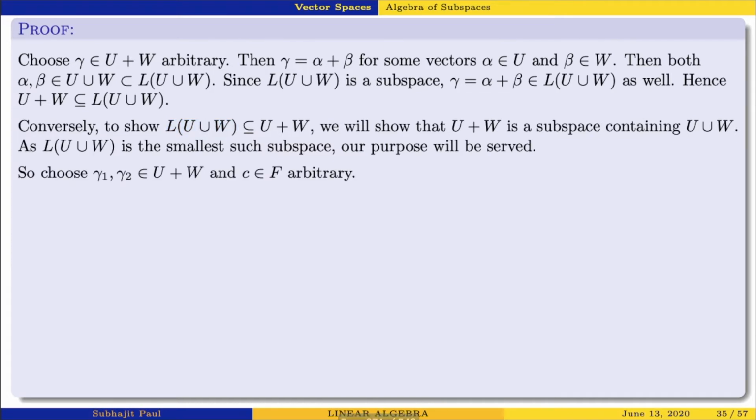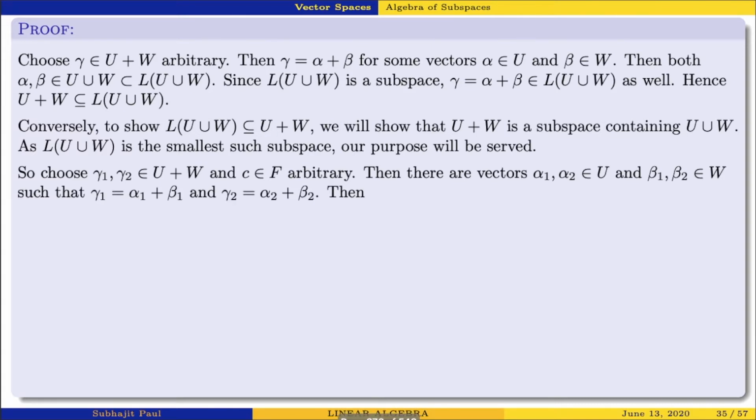Okay, so we are going to show something is a subspace. We choose two vectors gamma 1 and gamma 2, and show that gamma 1 plus c gamma 2 is again in the space as well. So choose gamma 1 and gamma 2, two vectors from U plus W, and c an arbitrary scalar. Then there are vectors alpha 1, alpha 2 in U and beta 1, beta 2 in W, such that gamma 1 is represented as alpha 1 plus beta 1 and gamma 2 is alpha 2 plus beta 2.